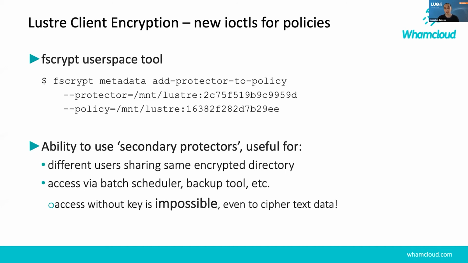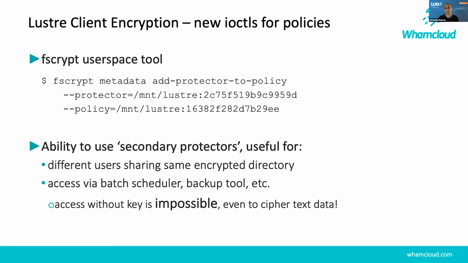And thanks to the FSCrypt key wrapping mechanism, it's possible to have multiple protectors on the same encrypted directory. For example, two different passphrases would unlock the same encrypted directory. This ability is very useful for different use cases. For instance, if you have different users sharing the same encrypted directory, instead of having them sharing the same password, they can use their own password, and those two different passwords would unlock the same encrypted directory.